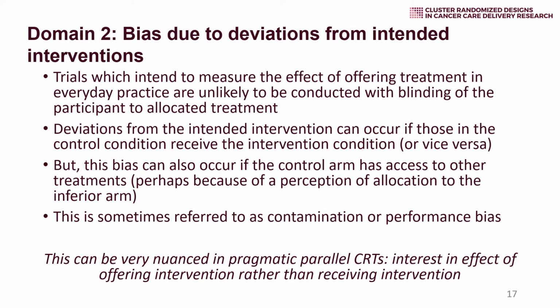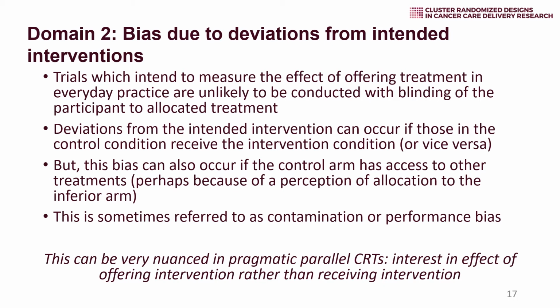So moving on now to domain 2. So domain 2 concerns biases due to deviations from the intended interventions. So trials which intend to measure the effect of offering the treatment in everyday practice are unlikely to be conducted with blinding of the participant to the allocated treatment. So then we find ourselves in the situation where deviations from the intended intervention can occur. So either those in the control condition can receive the intervention condition, or those allocated to the intervention might receive the control condition.